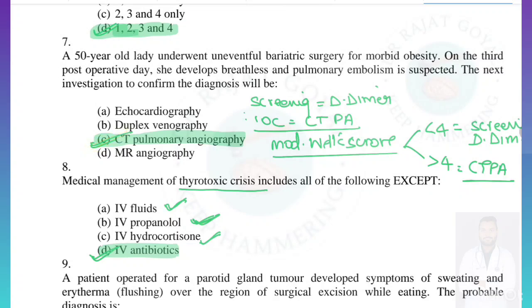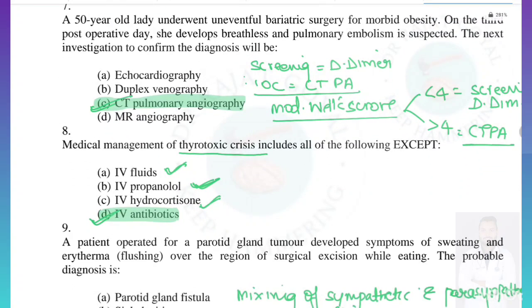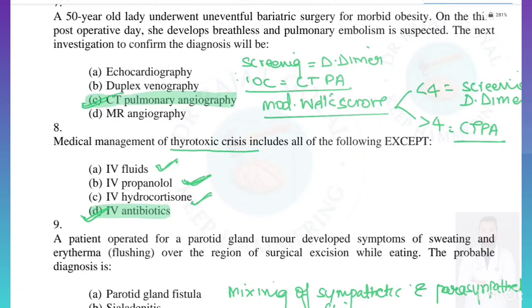Medical management of thyrotoxicosis. Thyrotoxic crisis includes all the following except. We have to give IV fluid, this is true. IV propranolol is also given for symptomatic relief. IV hydrocortisone is also given, but IV antibiotics do not have any role in thyrotoxic crisis. So here the answer will be IV antibiotic.